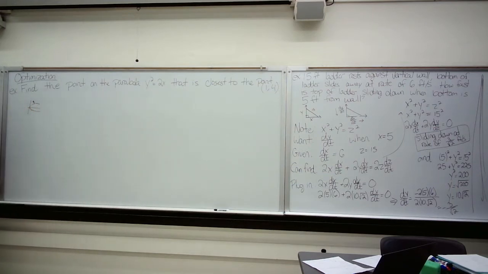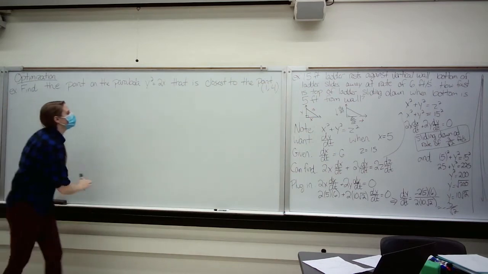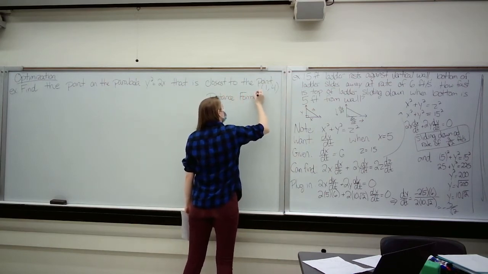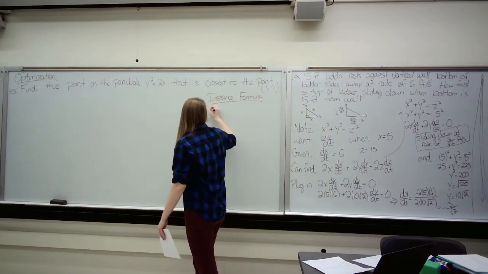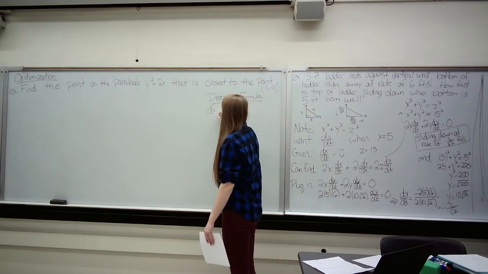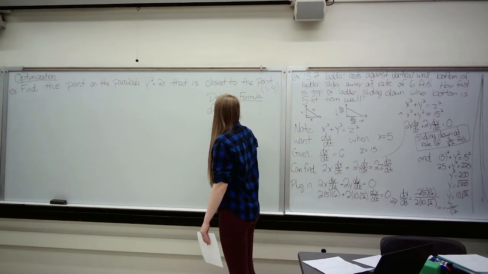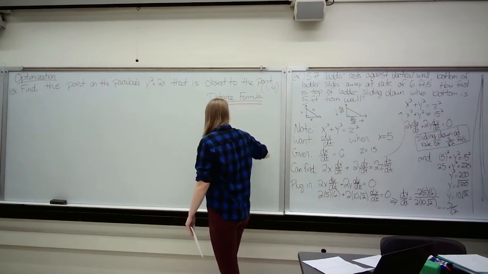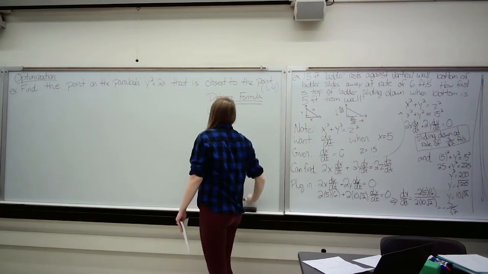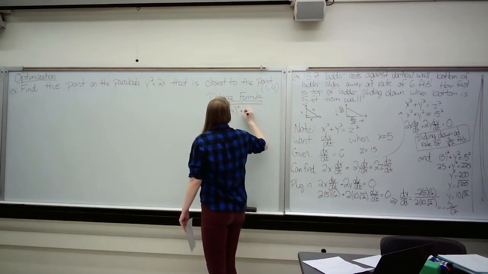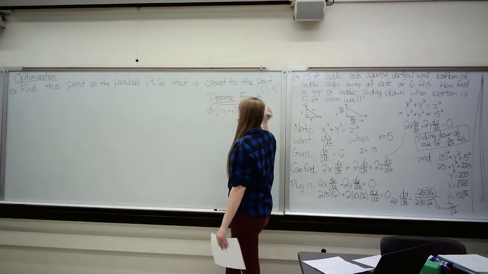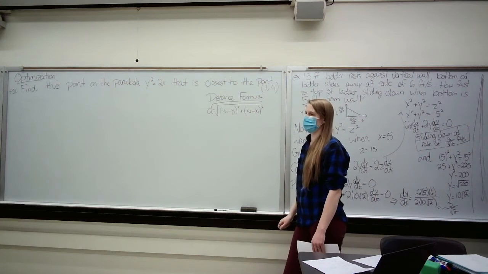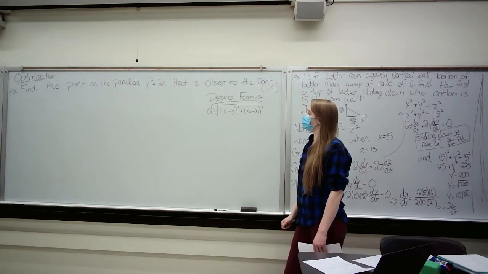Can you do the distance formula? Yes, exactly. We need our distance formula. I'm going to put this off to the side. What is our distance formula? Is it y2 minus y1 squared plus x2 minus x1 squared, over 2? Not over 2, but we take the square root. Square root of y2 minus y1 squared plus x2 minus x1 squared. Or you can switch your x's and y's. Either way is good. So that's my distance formula.